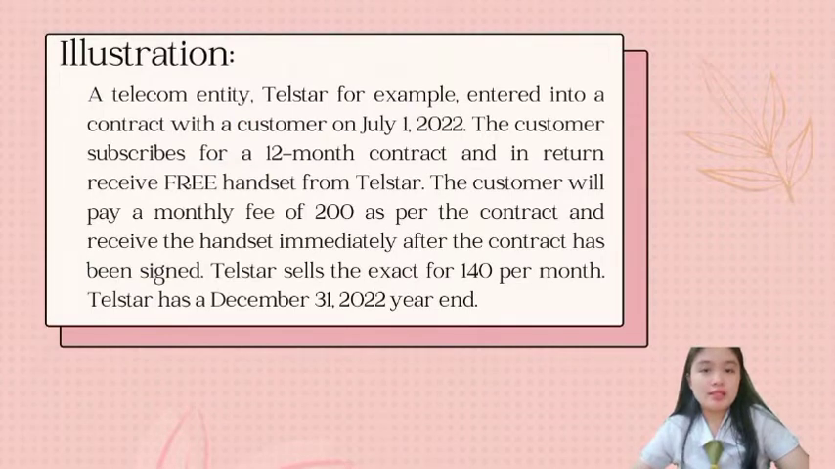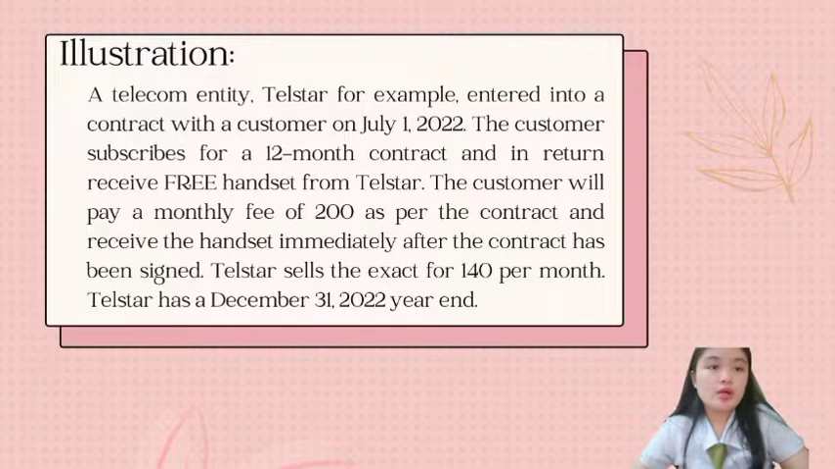For better understanding, take a look at an illustrative example for step 1 and 2. A telecom entity, Telstar for example, entered into a contract with a customer on July 1, 2022. The customer subscribed for a 12-month contract and in return received a free handset from Telstar. The customer will pay a monthly fee of 200 as per the contract and receive the handset immediately after the contract has been signed. Telstar sells the handset for 140 per month. Telstar has a December 31, 2022 year end.